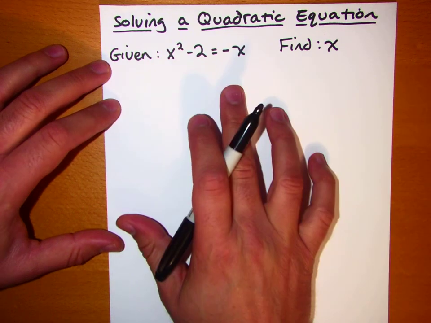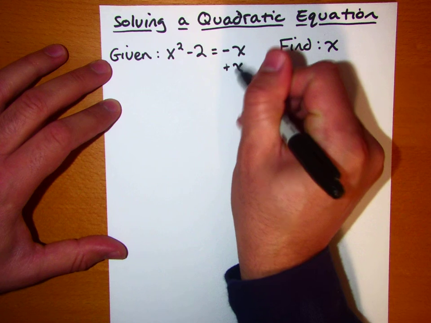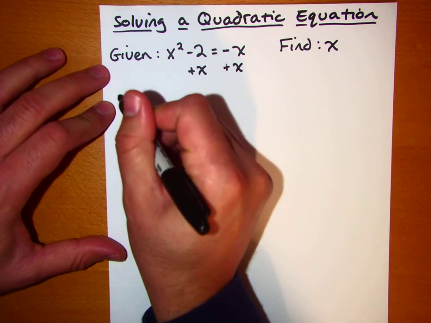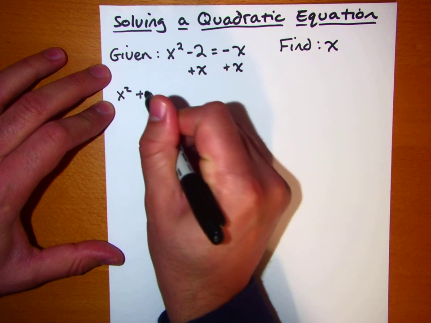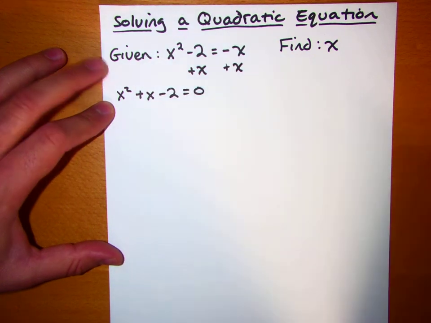So to start, we're going to move everything over to the left side of the equation. I'm going to do that in this case by adding x, so that the new form here becomes x squared plus x minus 2 is equal to 0.